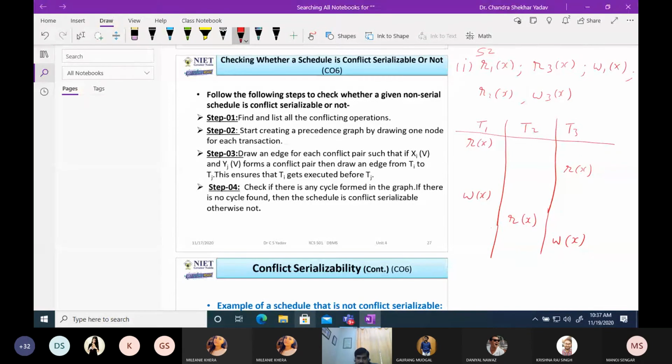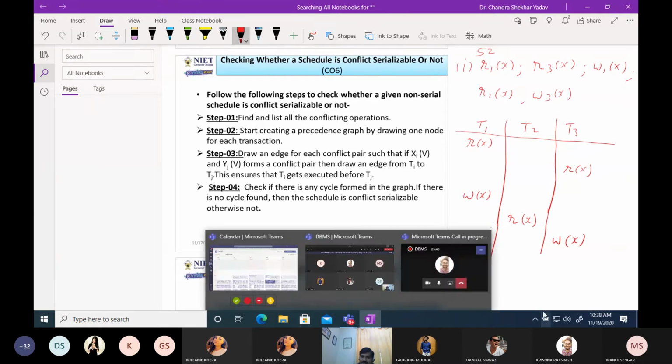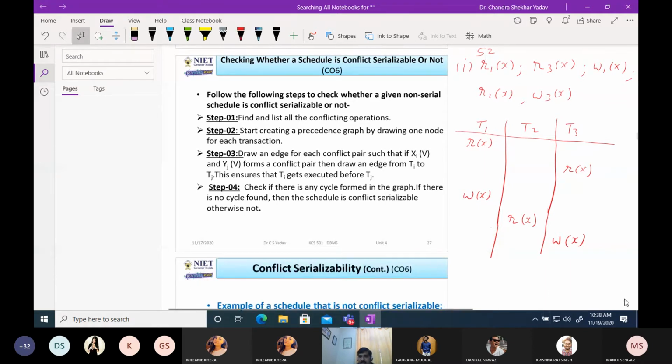Are you doing it? Hello. Yes, sir. Done. How many cycles in this precedence graph? Sir, one cycle. Only one cycle? Draw the precedence graph for all the conflicting instructions.